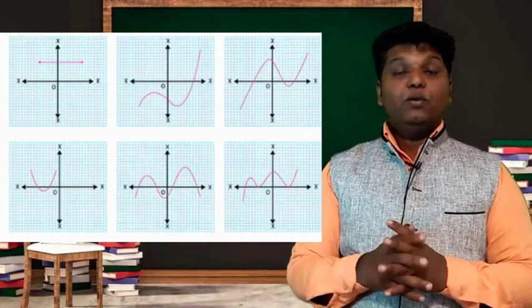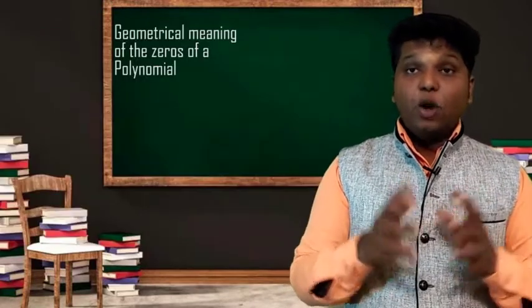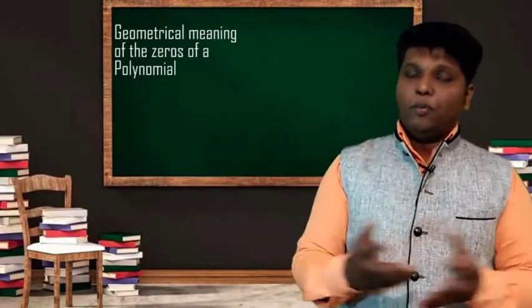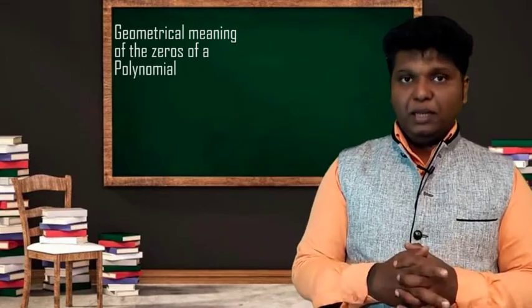So this is the way to understand graphically the geometric meaning of zeros of a polynomial by using a graph. That's what is meant by geometric meaning. If it is described like this in geometry, just by seeing the diagram you can come to the conclusion of how many zeros are given there. So that's all from today's section.